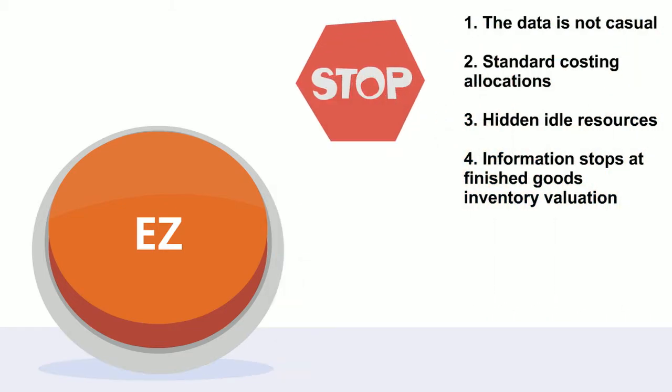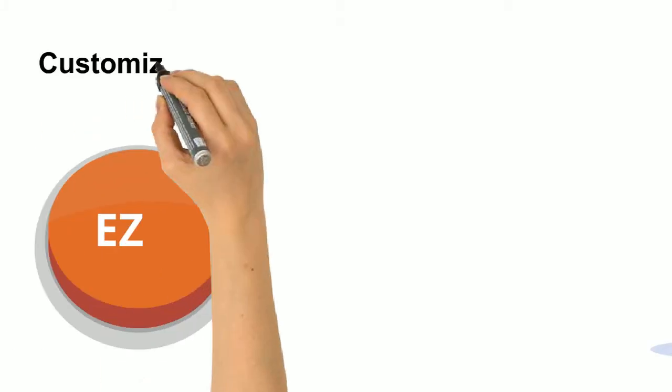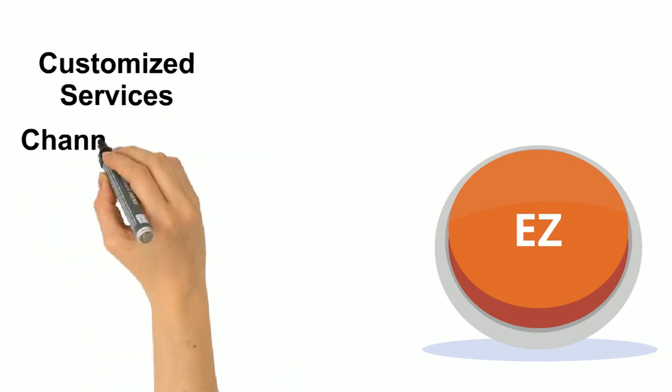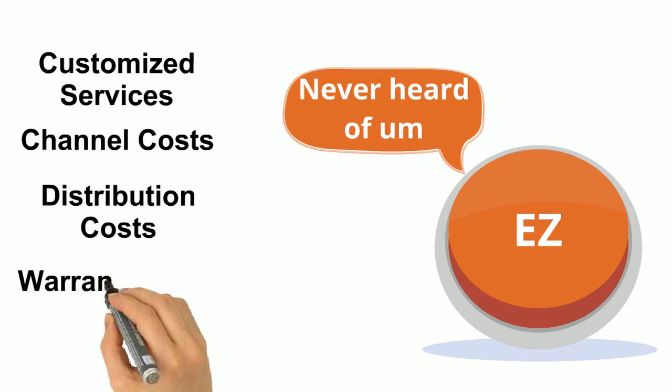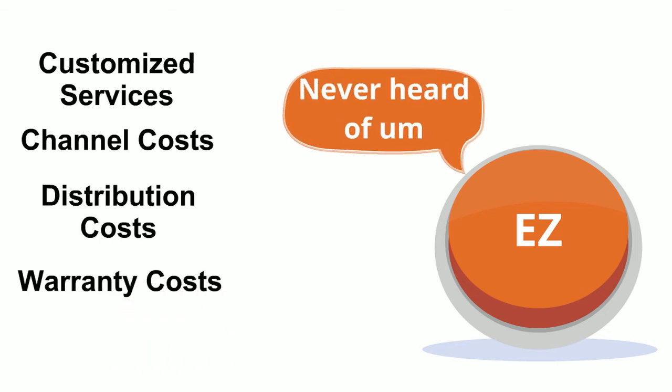Number 4. Information stops at finished goods inventory valuation. Standard costing does not include any product costs beyond production and placement in finished goods inventory. Product costs excluded are customized services, different channels costs, and distribution and warranty costs. Companies with these offerings in their go-to-market strategy need anything but the easy button.